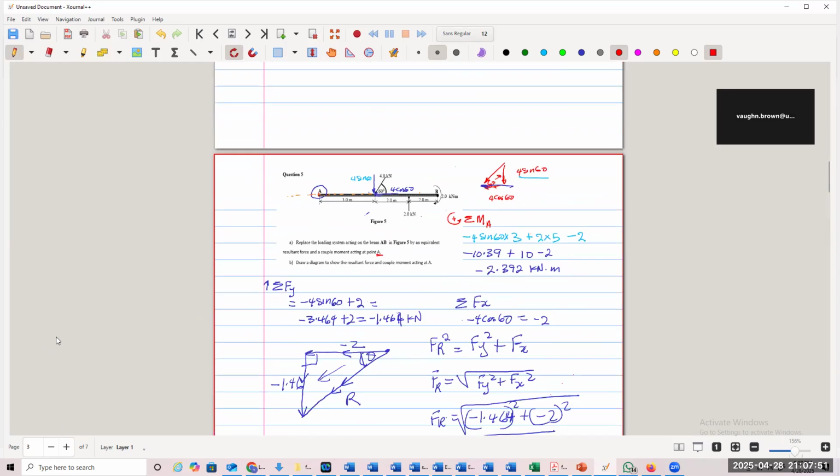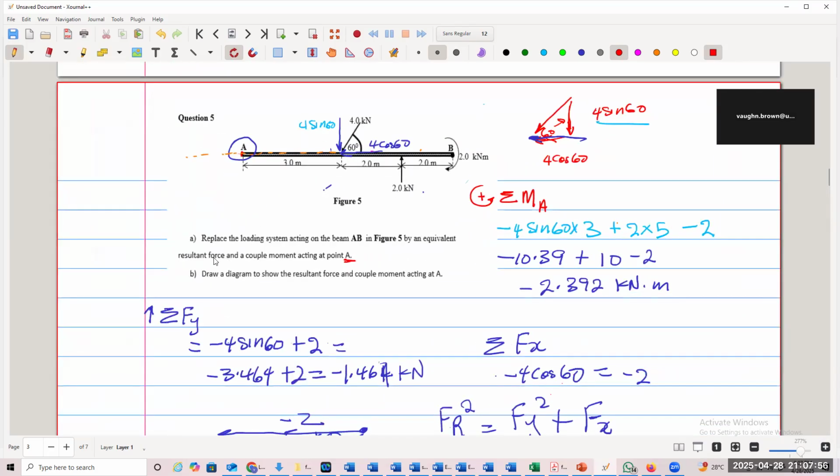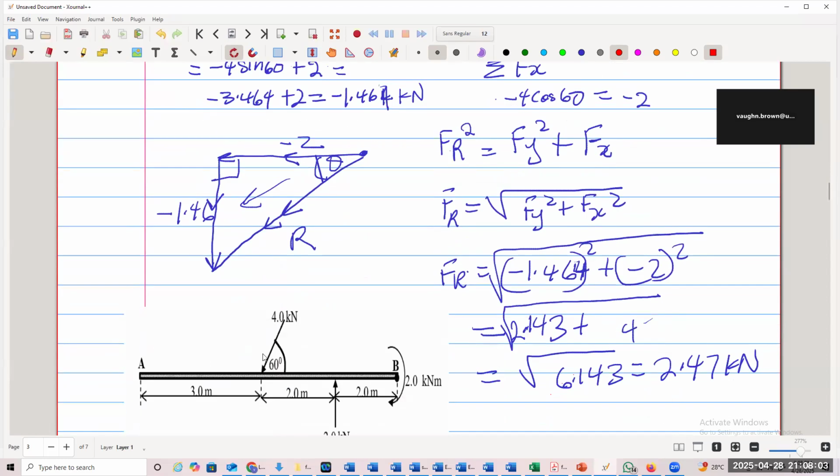It's got to ask you. That's what the question asks right now, guys. All right, so I'm finished with that. So it says, and by an equivalent resultant force and a coupling moment acting at A. So that is what that question asks you for.